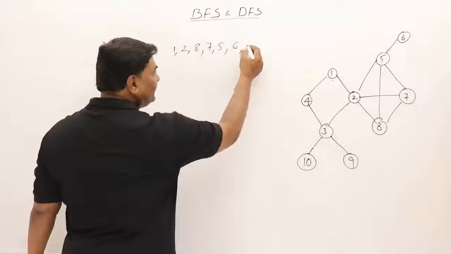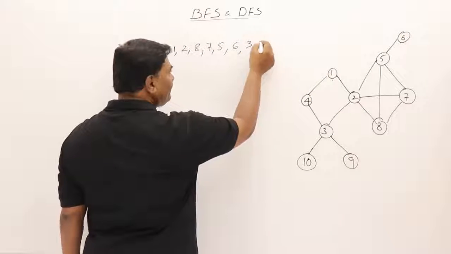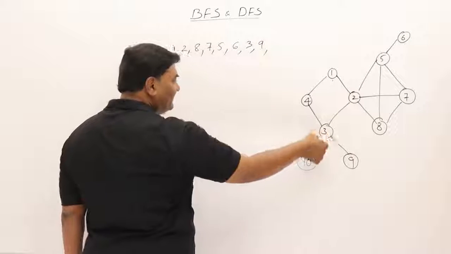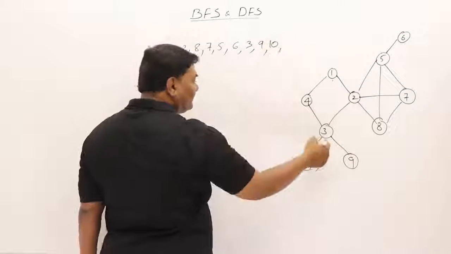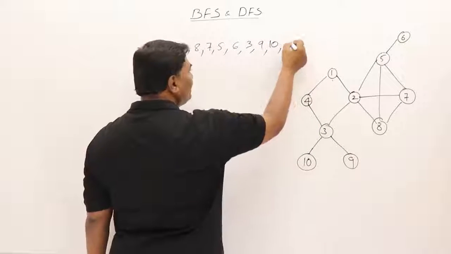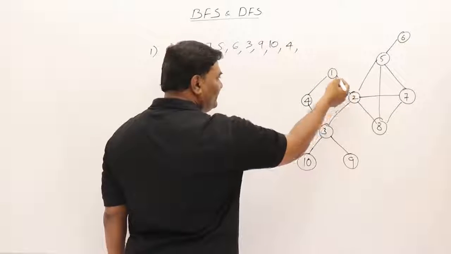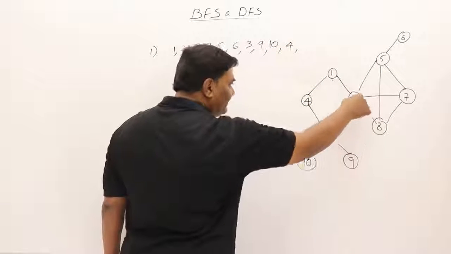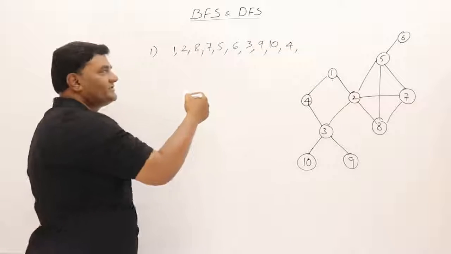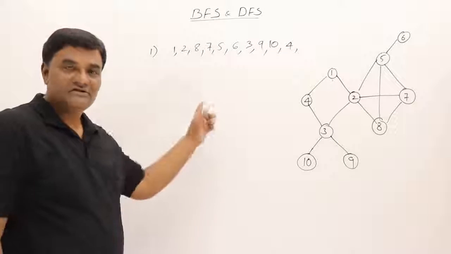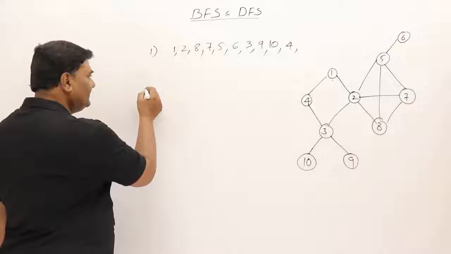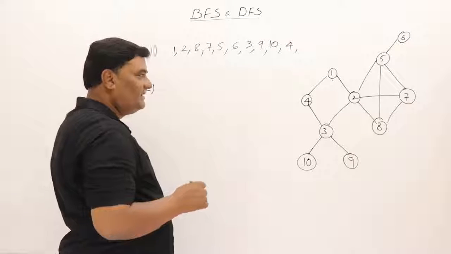So from 2 I'll go to 3. Then 9, nothing is there. Come back and go to 10. Then go back to 3 and go to 4. Then 1 is already explored. So return back to 4, then 3, then 2, then 1. Finished. So this is one answer. Then one more I'll show.